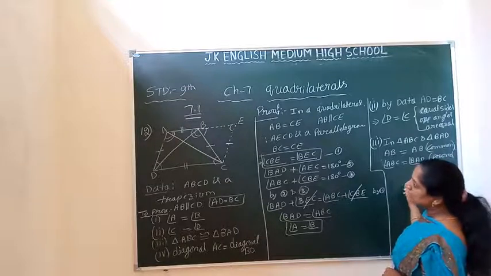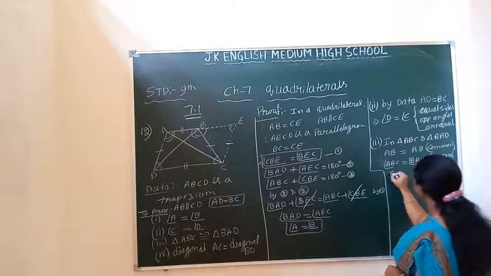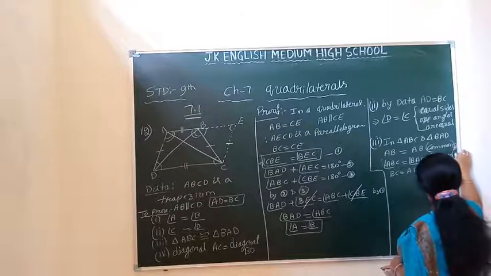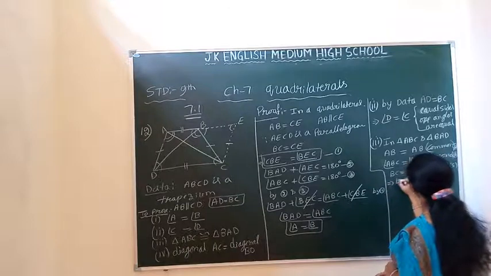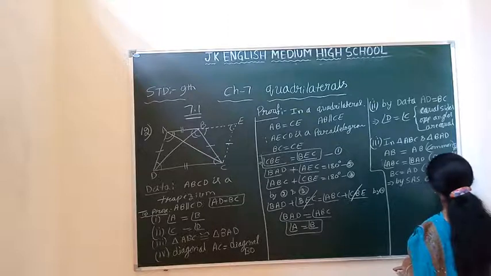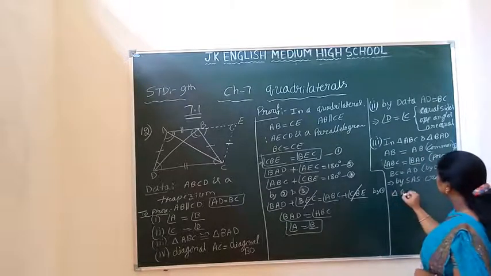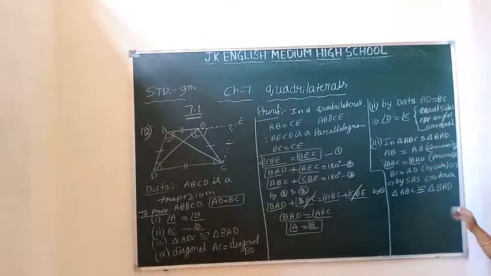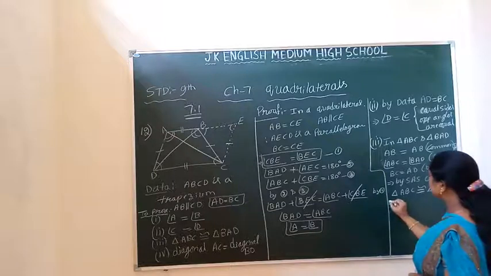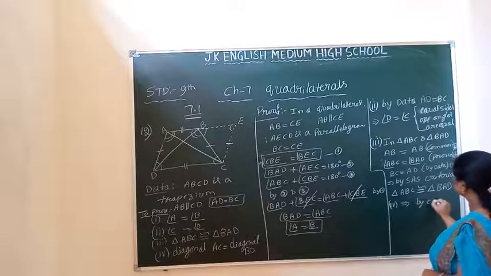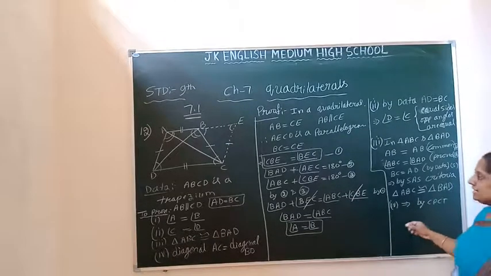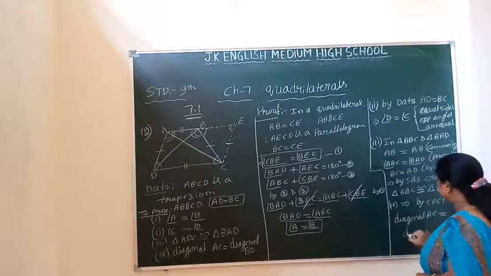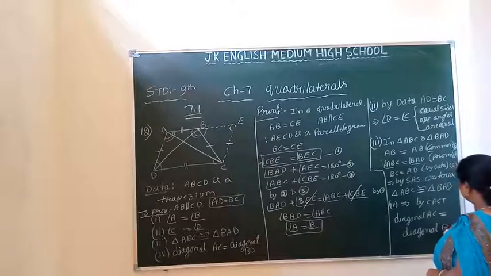Then one more side we know by data: in triangle ABC, BC is equal to AD, it is given. Therefore by SAS, both the triangles are congruent. Triangle ABC is congruent to triangle BAD. This will be taken note of. If these two triangles are congruent, then by corresponding parts of congruent triangles, diagonal AC is equal to diagonal BD.